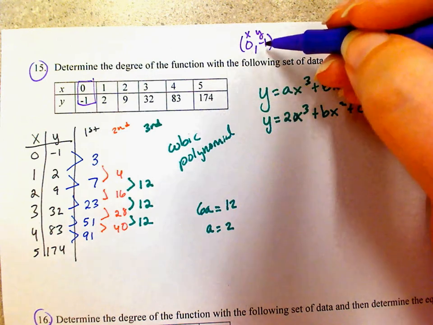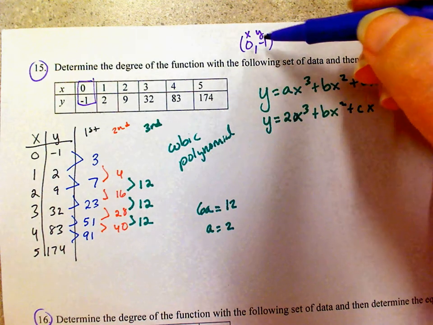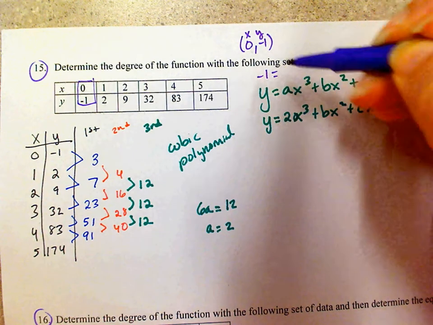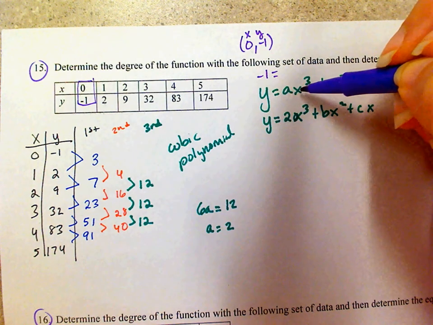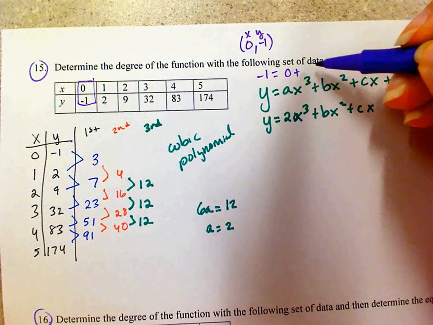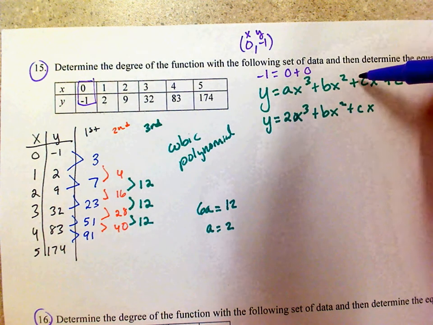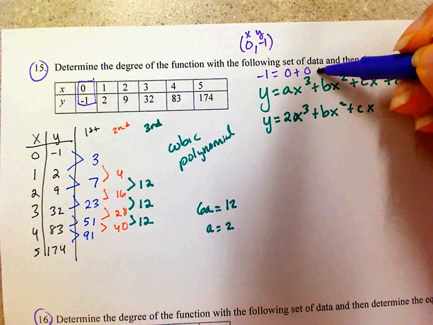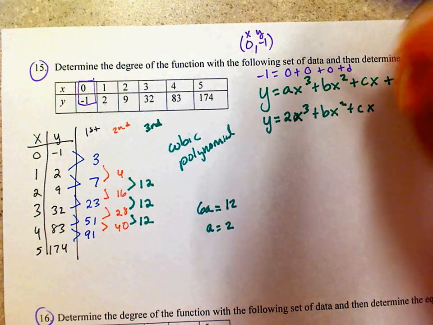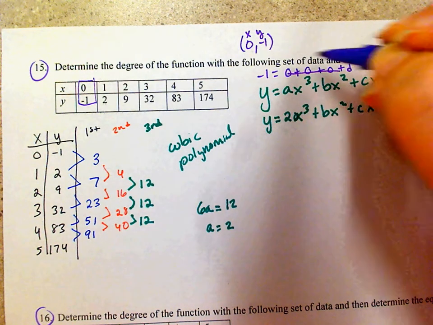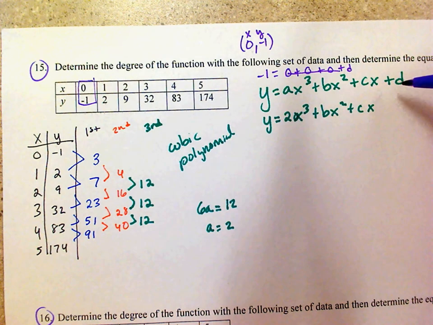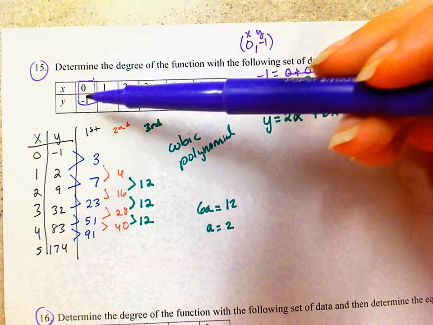So y is negative 1, and if I plug in 0, 0 cubed is still 0, and 0 times a is 0, plus 0 squared times b is 0, 0 times c is still 0, and then plus d. So what I get is that all of this doesn't matter, d equals negative 1. No matter what, the constant term of your polynomial is always going to be your y-intercept, okay? So if you have your y-intercept in your table, you already know what the constant term is.